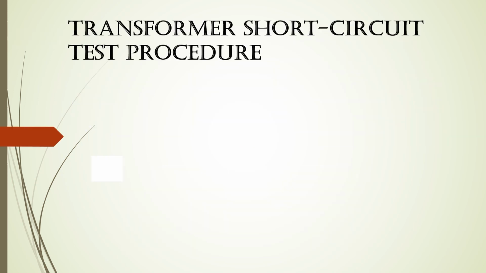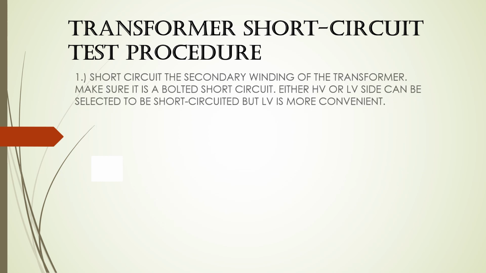So now let us start with the transformer short circuit test procedure. Let us not define it first, so you will understand how this test is done. The first step is to short circuit the secondary winding of the transformer. Make sure it is a voltage short circuit. You can do it either in the high voltage or low voltage side. It can be selected to be short circuited, but LV is more convenient.